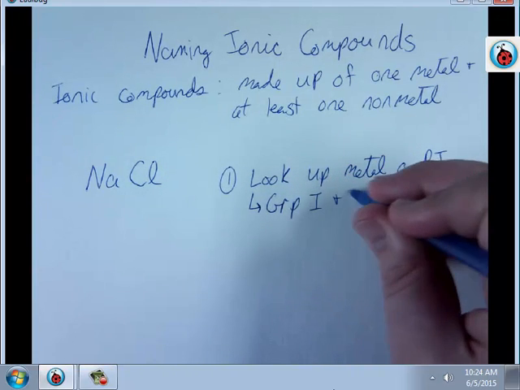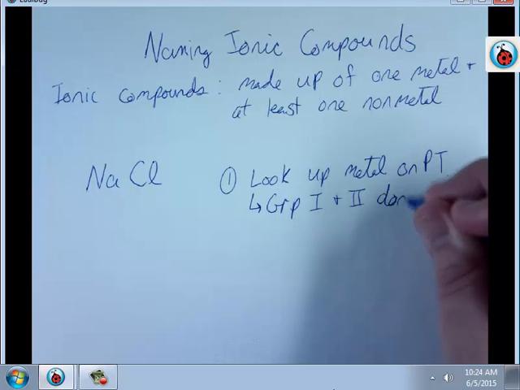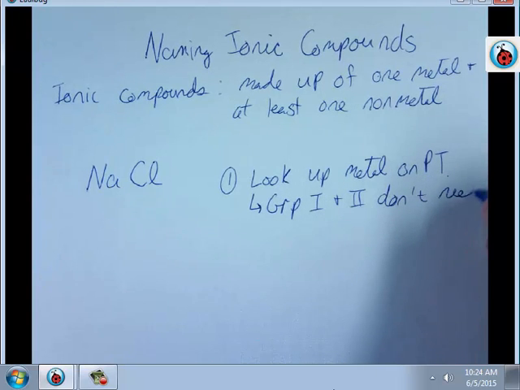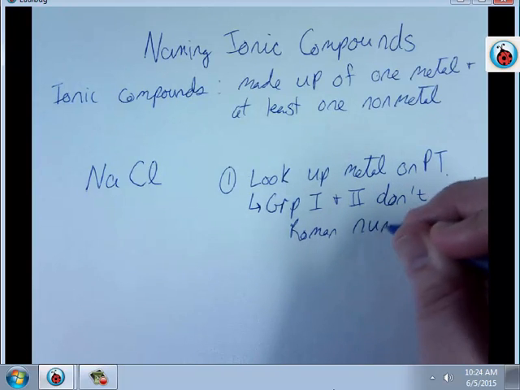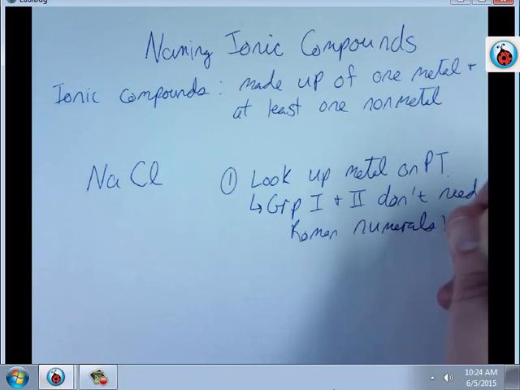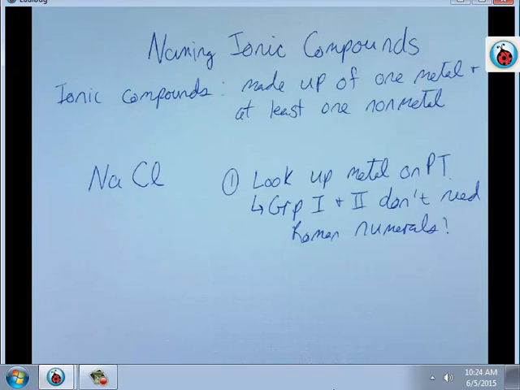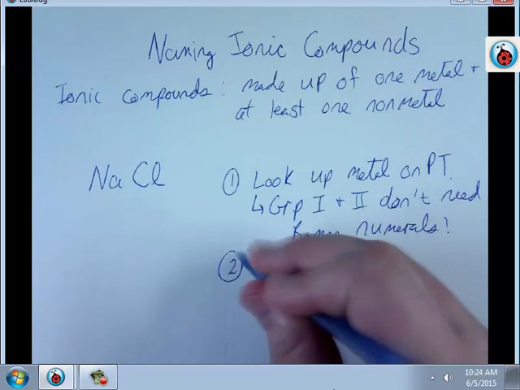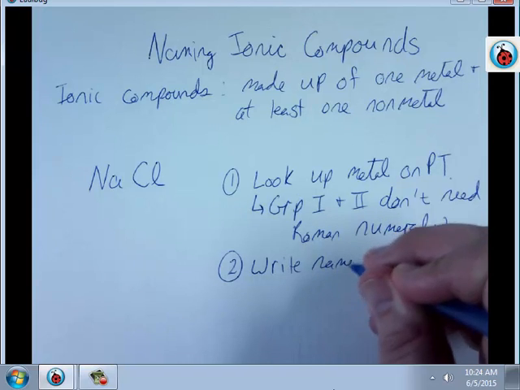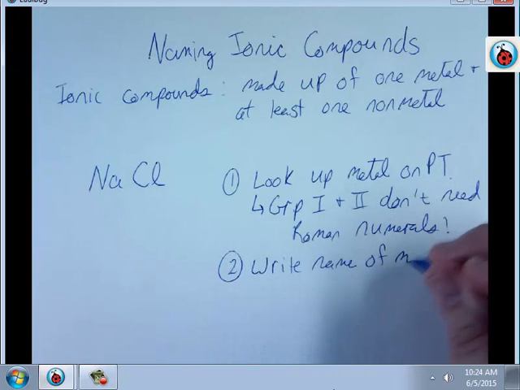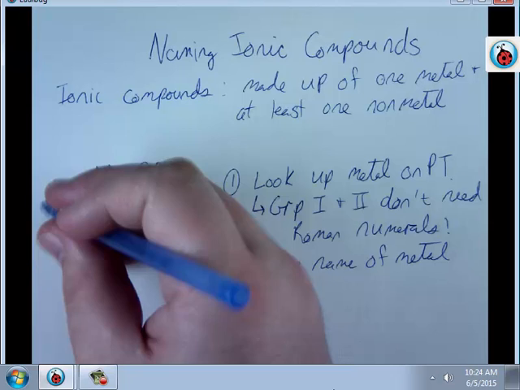Group 1 and 2 don't need Roman numerals. And we'll talk about that part in a second. So I'm just going to write the name of the metal. So in this case that's sodium.